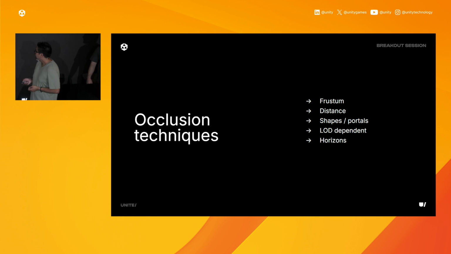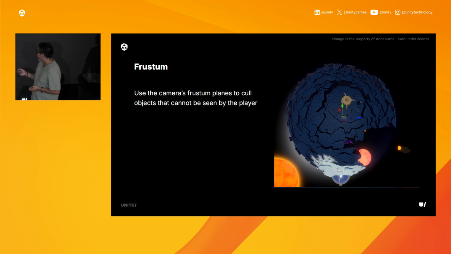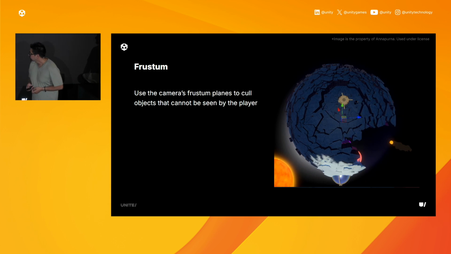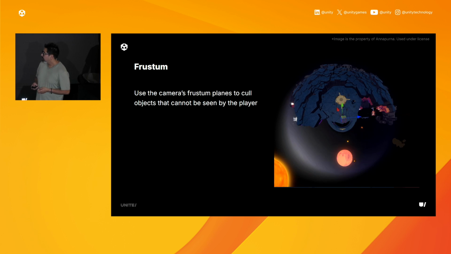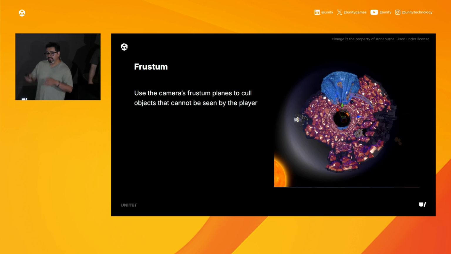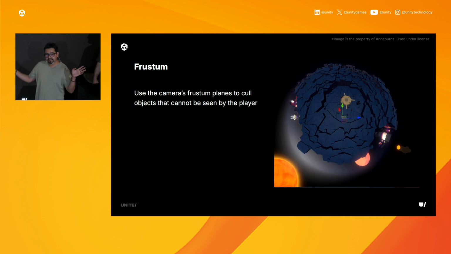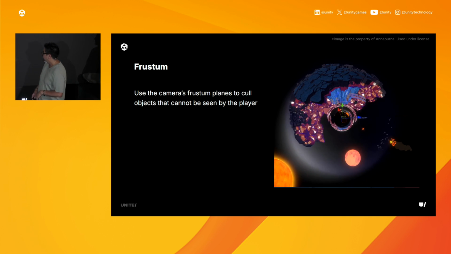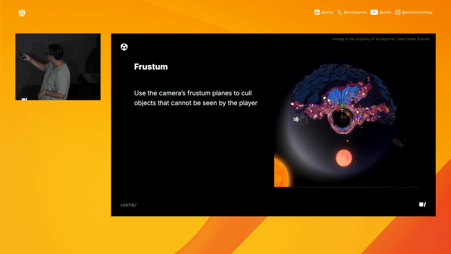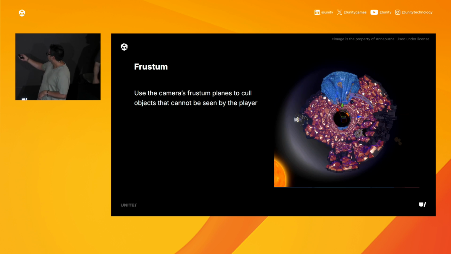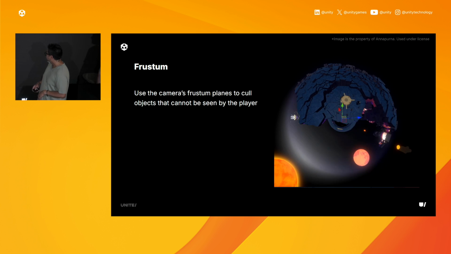So the first technique is very common. It's the frustum culling. For anybody who doesn't know what frustum culling is, it is simply anything outside the camera's view gets excluded from rendering. In this example, we see the player near the center of the planet looking around, and you can see the effect that frustum culling has on this planet.